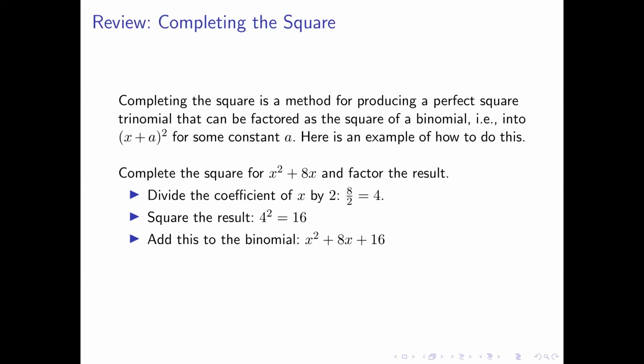We're going to add that number, 16, to the binomial we started with. So we're adding something new into here. It changes the value of the expression, but that's okay here. We're going to take x squared plus 8x and add 16 to it. That is now a perfect square trinomial, and it can be factored into the square of a binomial. In this case, it'll be x plus 4 squared.